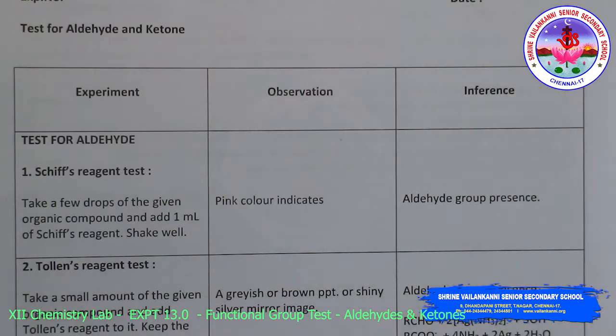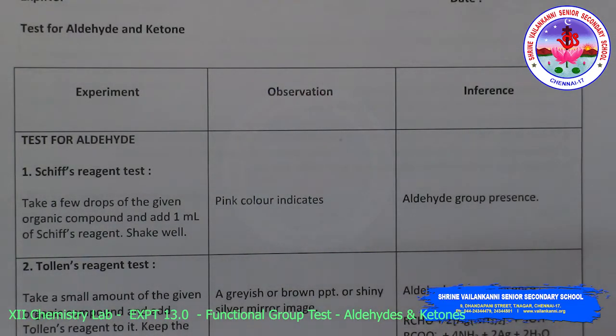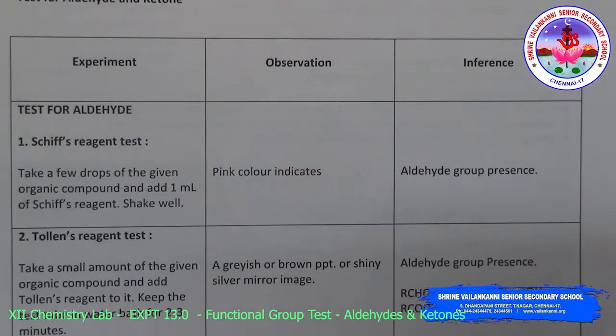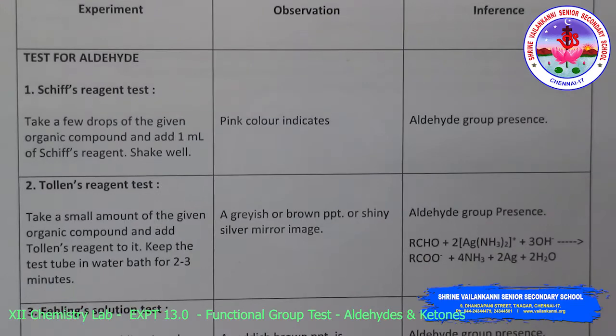First test is for aldehyde. The Schiff reagent test. Take a small amount of the organic sample, then add Schiff reagent. The observation is pink color, which indicates aldehyde is present.